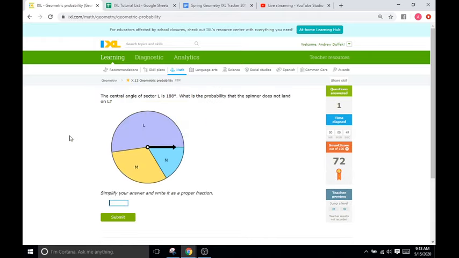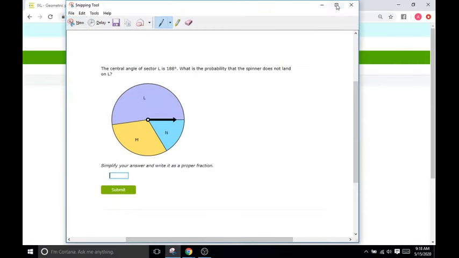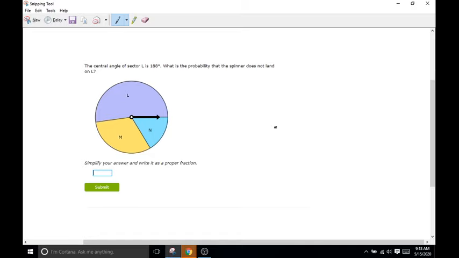Okay, now we have a spinner. The central angle of sector L is 188. What is the probability that the spinner does not land on L? Okay, so our central angle right here is 188. And what is the probability it does not land on L? So remember, this kind of goes back to circles. So this is indeed a circle, and it's saying the central angle is 188 right here for L. And it's saying what is the probability it does not land on L. So what's the probability it's going to land on either M or N?